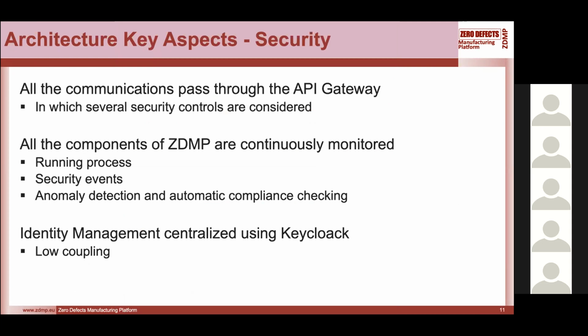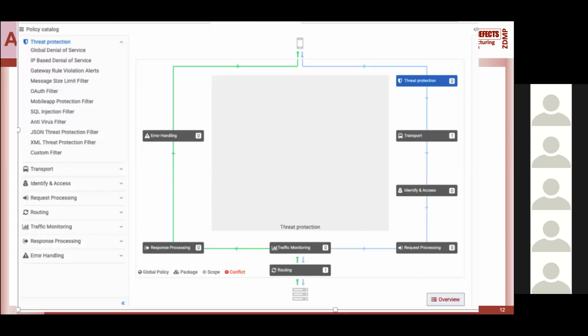All the communications pass through the service bus. It's like an API gateway in which several security controls are considered. In addition, all the ZDMP components are continuously monitored in real time, including which processes are running and searching for security events and anomalies. And finally, the identity management and authorization of the whole platform is centralized using key cloud technology. This is the interface of the service bus, or API gateway. As you can see, every request has several security checkpoints.